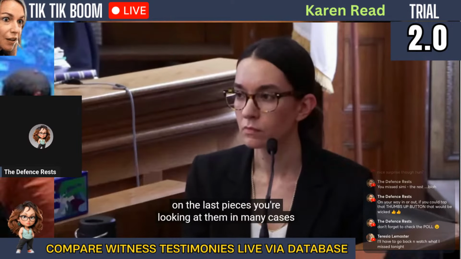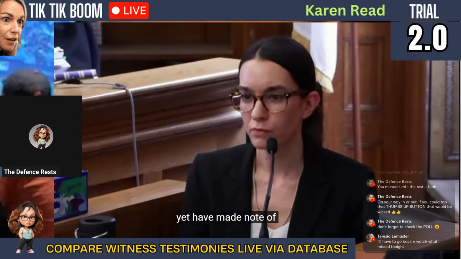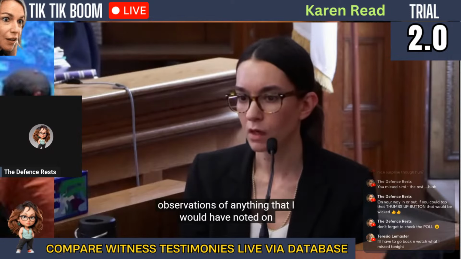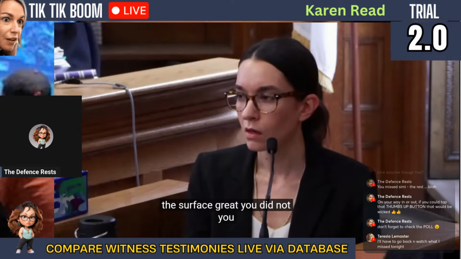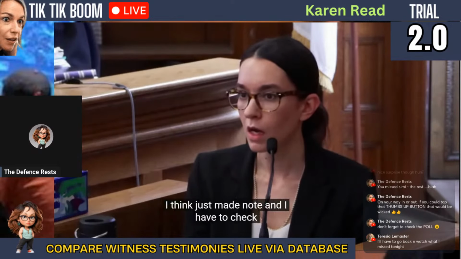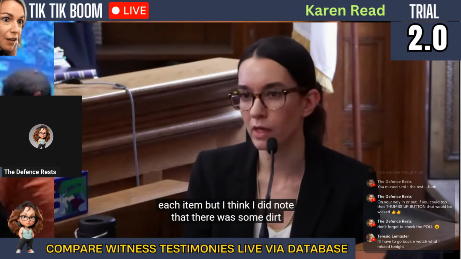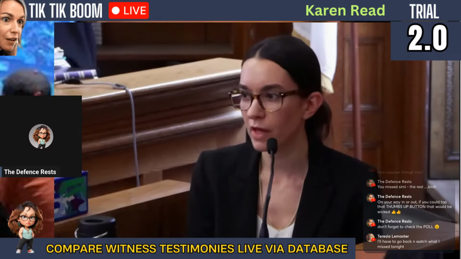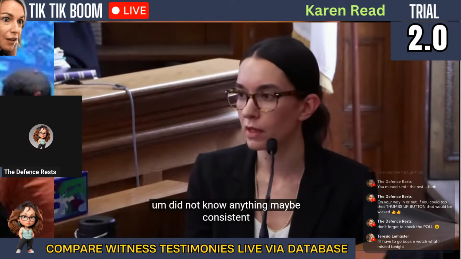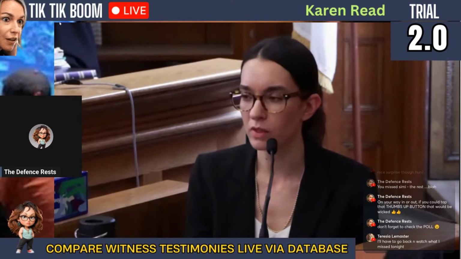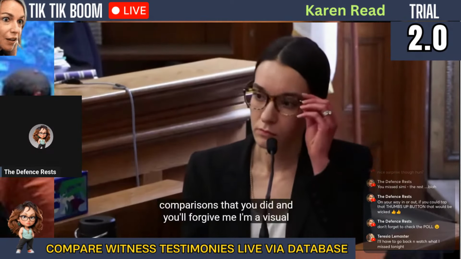You were looking at them in many cases through a stereo microscope, correct? Yes, I would have made note of observations of anything that I would have noted on the surface. Great, and you did not, because you didn't see anything that was suggestive of that, right? I think I did note that there was some dirt debris on some of the items. But not biological material. I did not note anything that would be maybe consistent with that. Great, thank you.